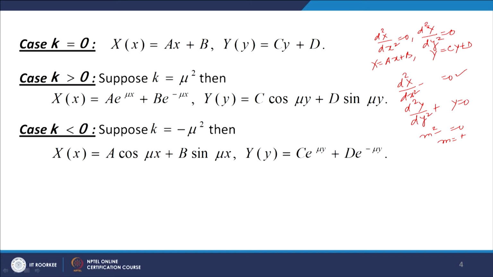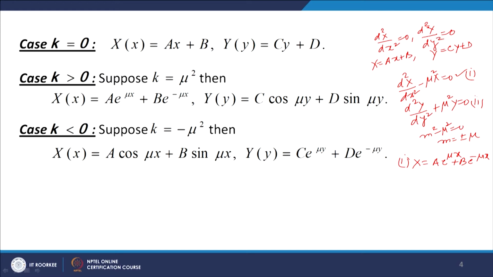So, this is d square x over dx square minus mu square x equal to 0, and this is d square y over dy square plus mu square y equal to 0. So, m square minus mu square equal to 0 gives you m equal to plus minus mu, and therefore, this equation, let me call it Roman 1, Roman 2. So, 1 gives us the solution x equal to a e to the power mu x plus b e to the power minus mu x, because there are two real roots plus minus mu.